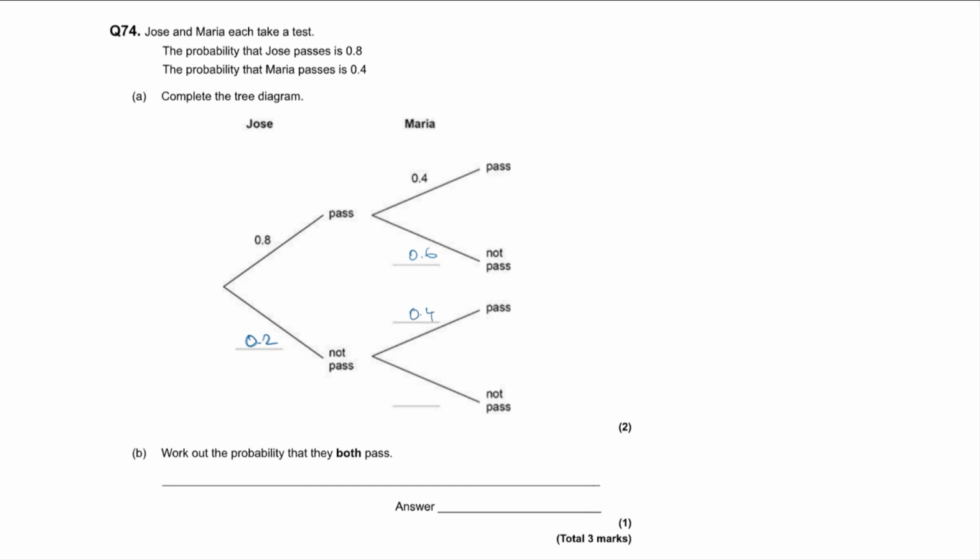Jose passing is not going to influence if Maria passes or fails. They're independent of each other. So work out the probability that they both pass. So the probability of pass and pass is going to be the 0.8 probability of Jose passing times the 0.4 chance of Maria passing. So what is 0.8 times 0.4? That comes out to be 8 over 25, or as a decimal, 0.32.